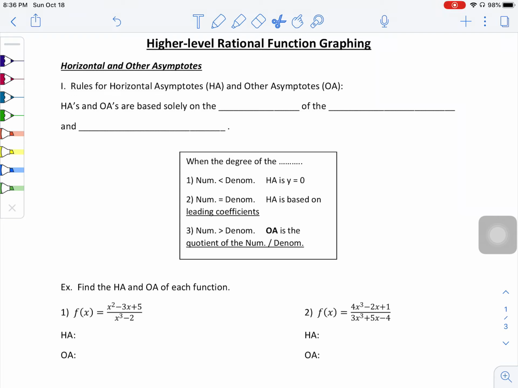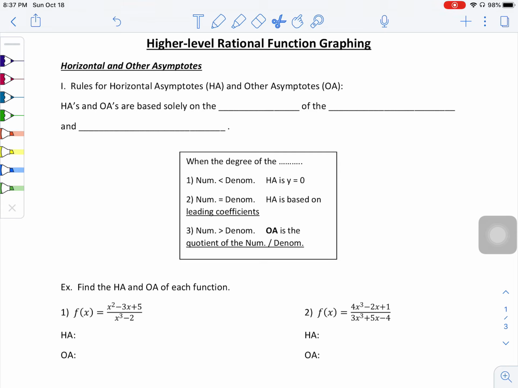All right, so we have done graphing of some basic rational functions. We're going to get into graphing some more complicated ones, some higher degree ones, higher level functions. But in order to get into graphing these higher order functions, we need to talk about some asymptotes.